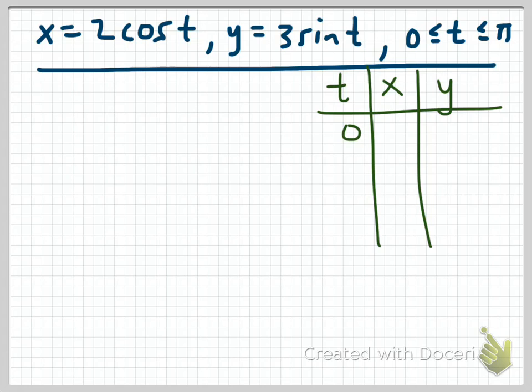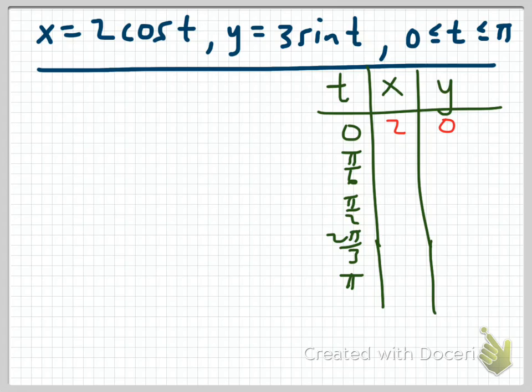Again, let's let t go from 0 to pi. Let's pick some values like pi over 6, so you can see a little bit there, pi over 2, maybe 2 pi over 3, and then pi. All right, so when t is equal to 0, we know that x is 2 times the cosine of 0, which is 2 times 1, which is 2. And then the y value depends on the sine of 0. So sine of 0 is 0.